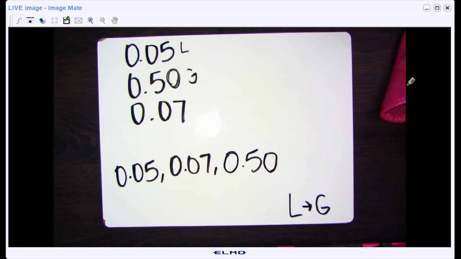And then also make sure that when you're ordering the decimals, you're paying attention to whether or not you're going least to greatest or greatest to least, because that is going to change the order of the answer whenever you write it.